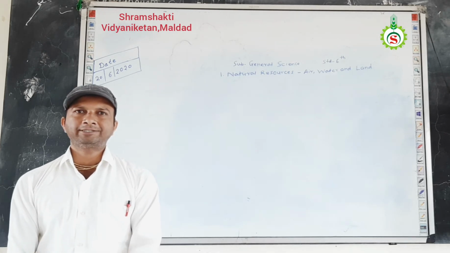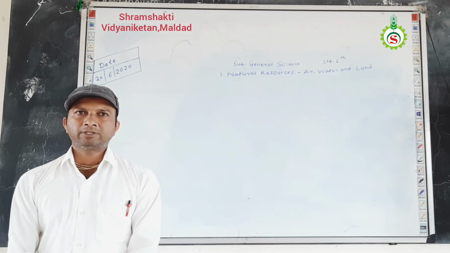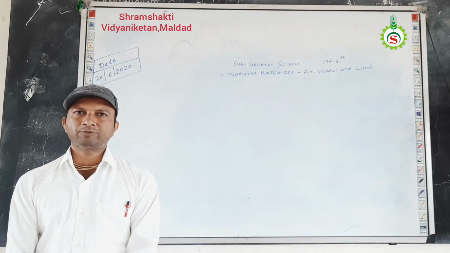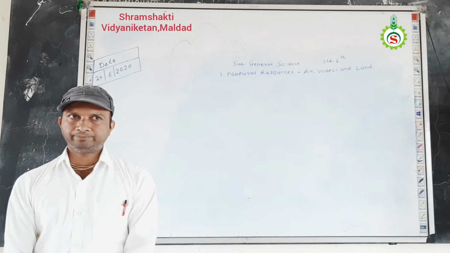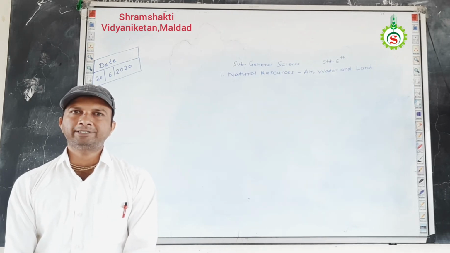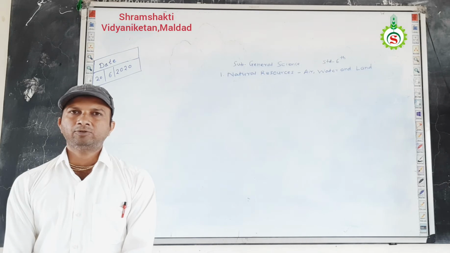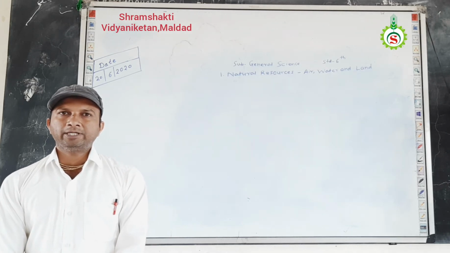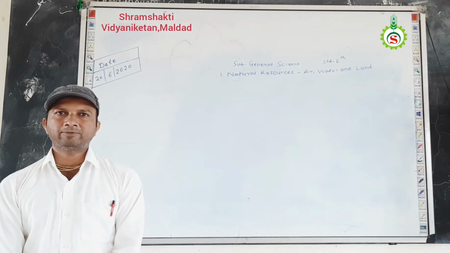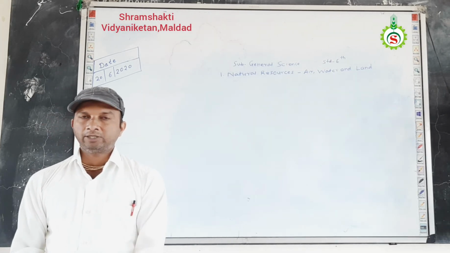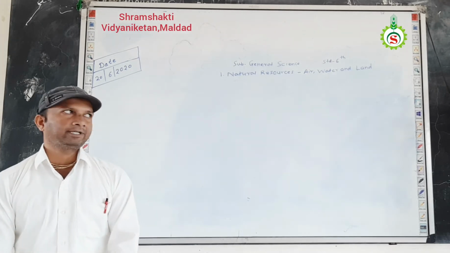During the previous lecture, we studied the different layers of the earth. Which are the different layers of the earth? Atmosphere, lithosphere, and hydrosphere. These are the three layers of the earth. Today we will discuss in detail each and every layer of the earth. First we discuss the atmosphere.